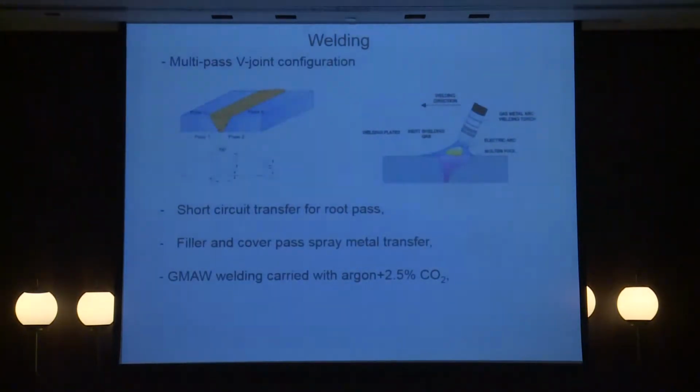Welding. In the picture we can see how we prepare the welding plates. We use short circuit transfer for the root pass, and for the filler and cover passes we use spray metal transfer. As mentioned, we use gas metal arc welding with a shielding gas of argon with 2.5% carbon dioxide.